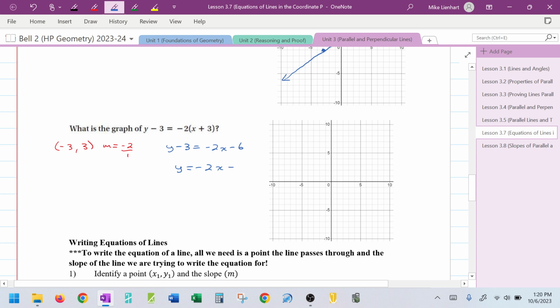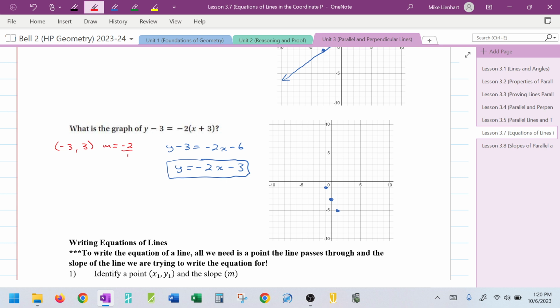There we go, minus 3. All right, so I'm going to graph this line. If I graph it, I have a y-intercept at -3, and the slope says go down 2 and 1 to the right, which is the same as going up 2 and 1 to the left.